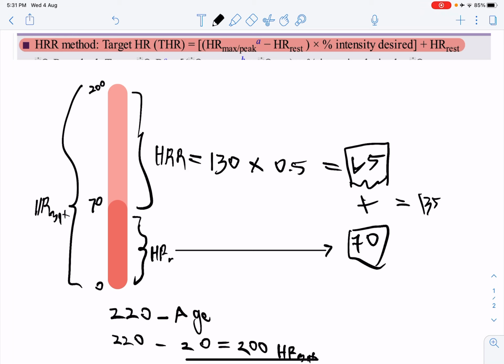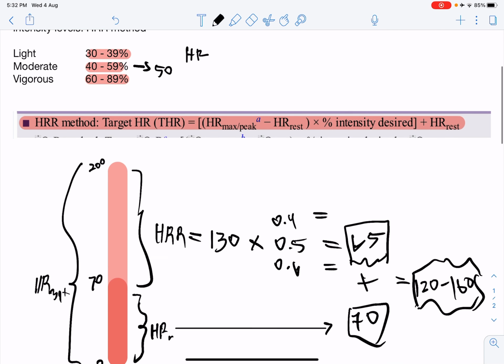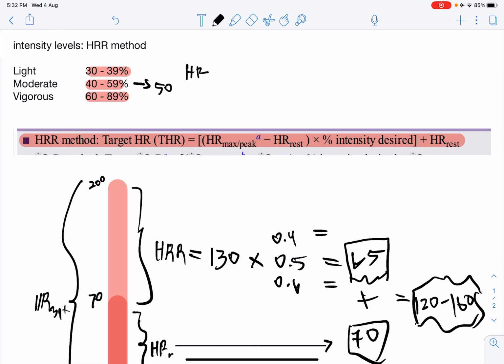Usually we calculate this in ranges. So if I want moderate intensity, so let's say I will go for 0.4 to 0.6, then I know how much is 0.4 and 0.6, then I will have two numbers. So let's say my heart rate I should be targeting 120 to 160, something like that. So you would have a range, and then you want to keep your heart rate in that range to know if you want it to be moderate, vigorous, or whatnot.